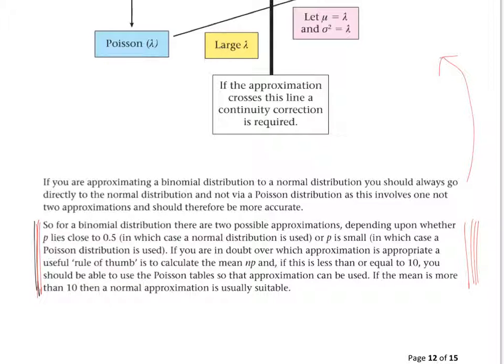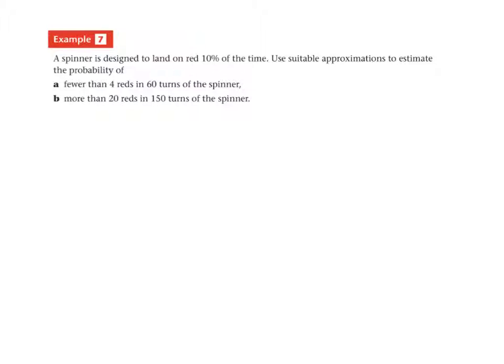Let's apply these rules, or this schematic diagram, and see if we can apply it to the next example. Example 7. A spinner is designed to land on red 10% of the time. Use suitable approximations to estimate the probability of A, fewer than 4 reds in 60 turns of the spinner. B, more than 20 reds in 150 turns of the spinner.